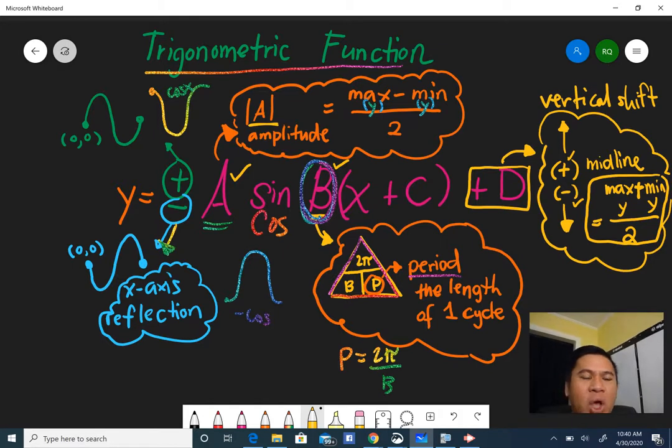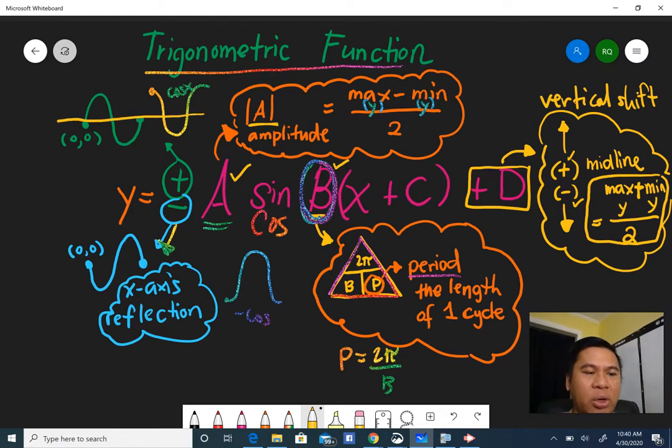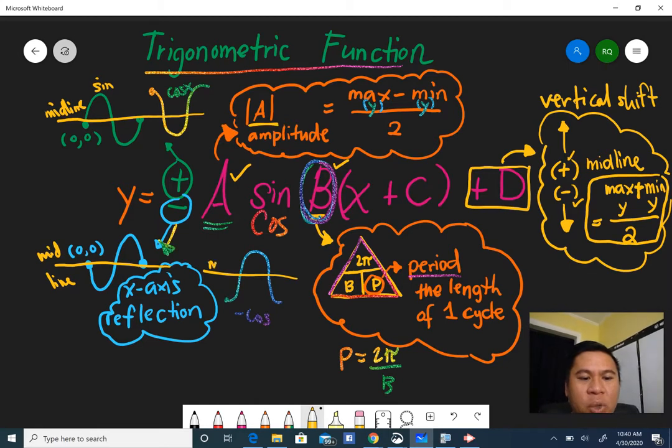In terms of a graph, the midline should always pass through the middle of our sine or cosine curve, or wave. It's the same if it's a negative sine or a negative cosine function, it will always pass through the middle of the curve. Let us now apply our knowledge of midline, amplitude, and period in some examples.